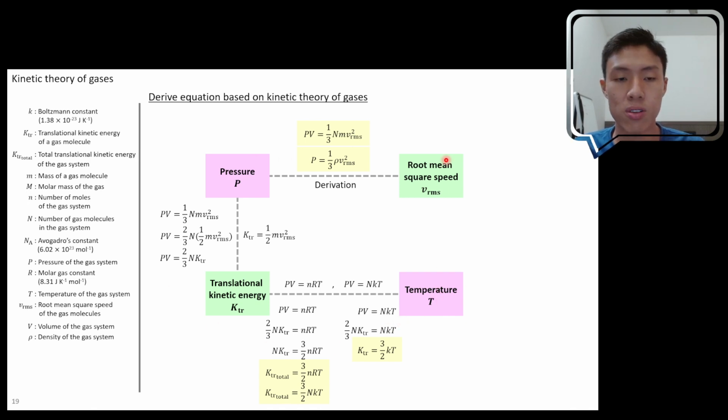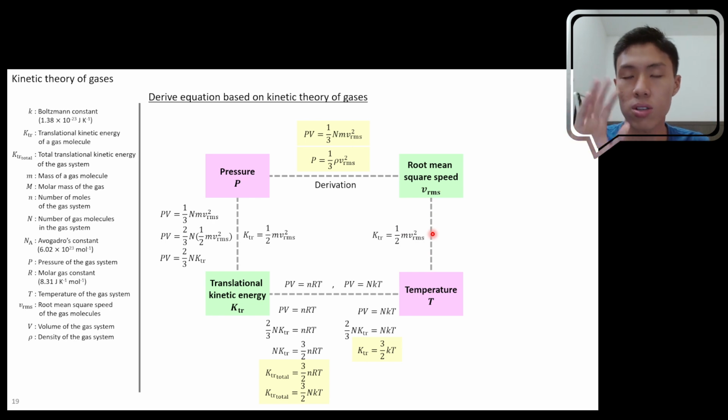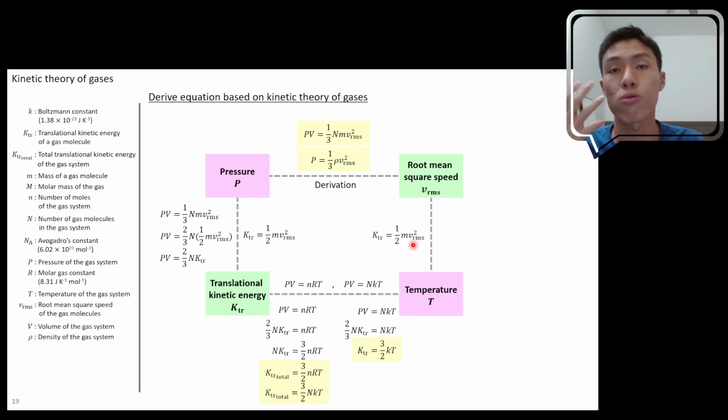The last step will be to relate the temperature and the root mean square speed. Again, temperature is a macroscopic value, whereas root mean square speed relates to the microscopic behavior of the gas molecules. So what concept are we going to use to relate these two quantities? We are going to use back translational kinetic energy. K is equal to half mv squared. Again, for gas molecules, they are all at different speeds, so we represent it with root mean square speed squared.